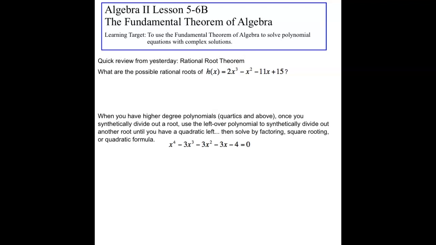Today we're going to continue working on section 5.6. We're looking at something called the fundamental theorem of algebra, and our learning target is to use this fundamental theorem of algebra to solve a polynomial equation with complex solutions.